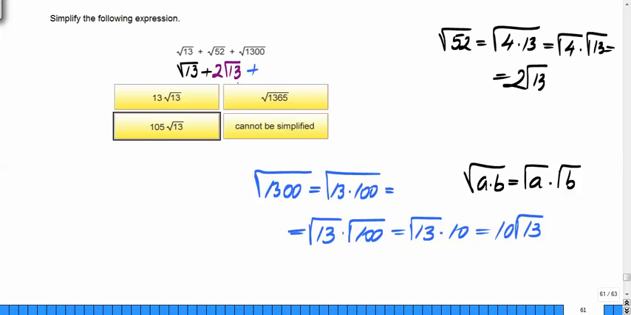And I bet you can see now what the right answer is, because I have square root 13 plus 2 square root 13, which is 3 square root 13, plus 10 square root 13, and that will give me 13 square root 13. That's an interesting number, right? But the answer should be the first one right there. Make sense? I'm going a little bit fast, but you guys can always pause and see what I've done, or rewind and listen again to my explanation, okay? Good, let's see another problem.